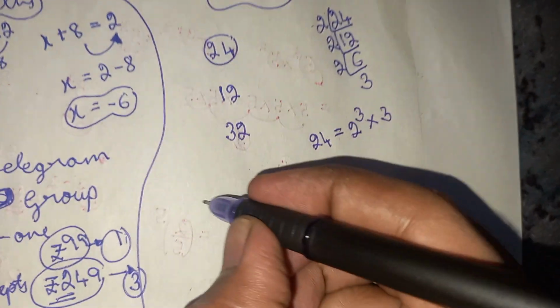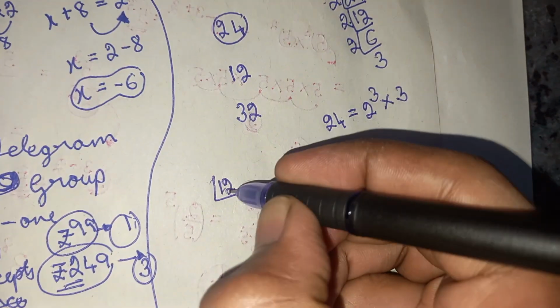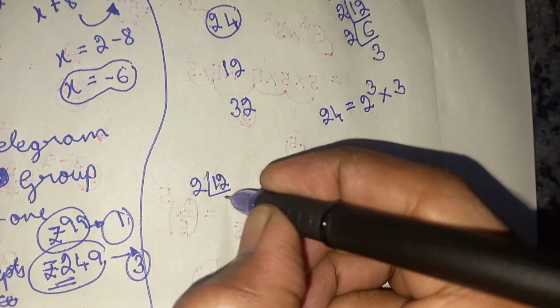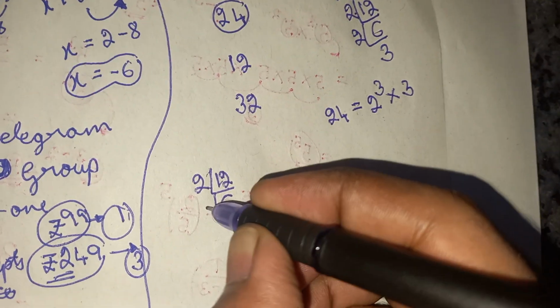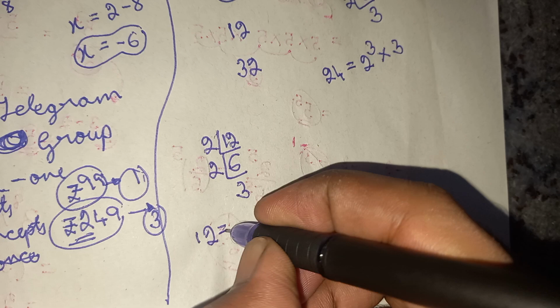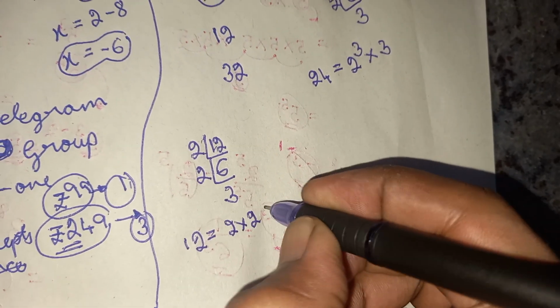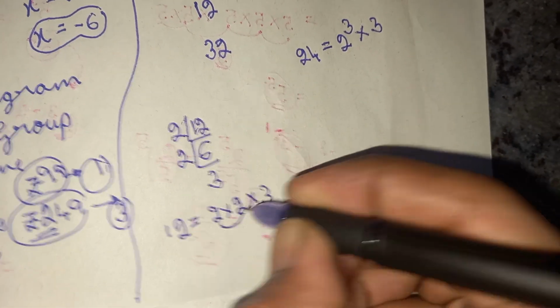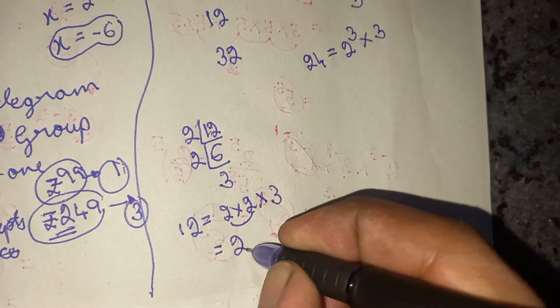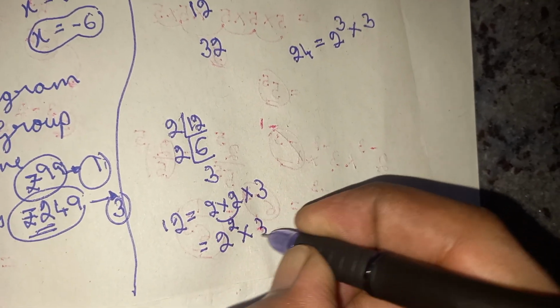Again, let's factorize this 12. 12 is also an even number, so you can write it as 2 times 6. 6 you can write as 2 times 3. So 12 you can write as 2 times 2 times 3. There are two 2s, so you write it as 2 square times 3.